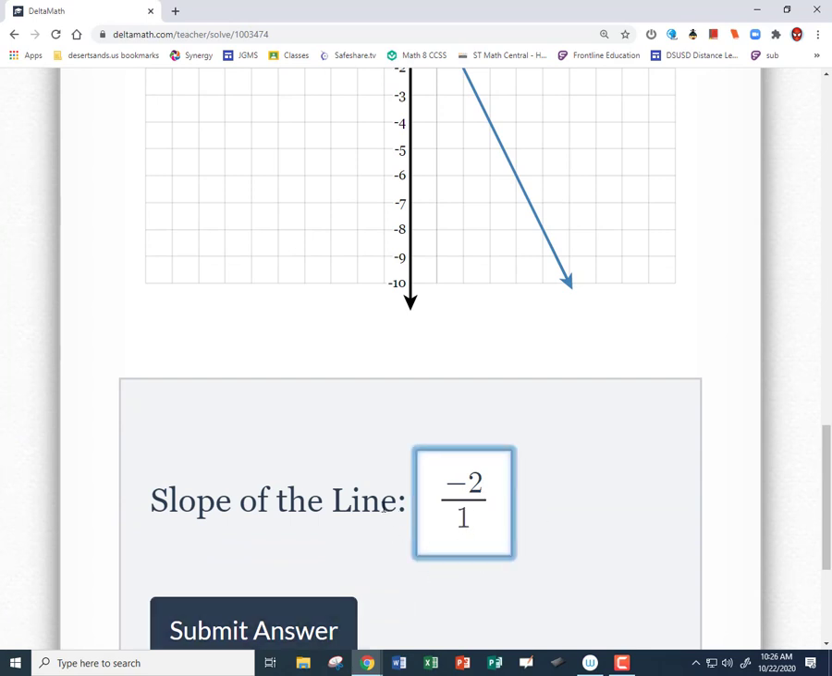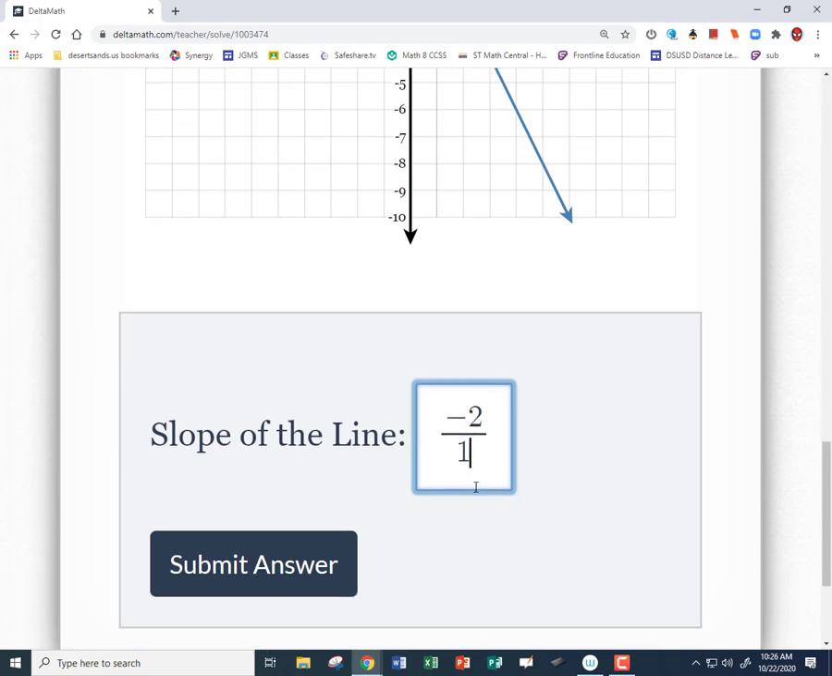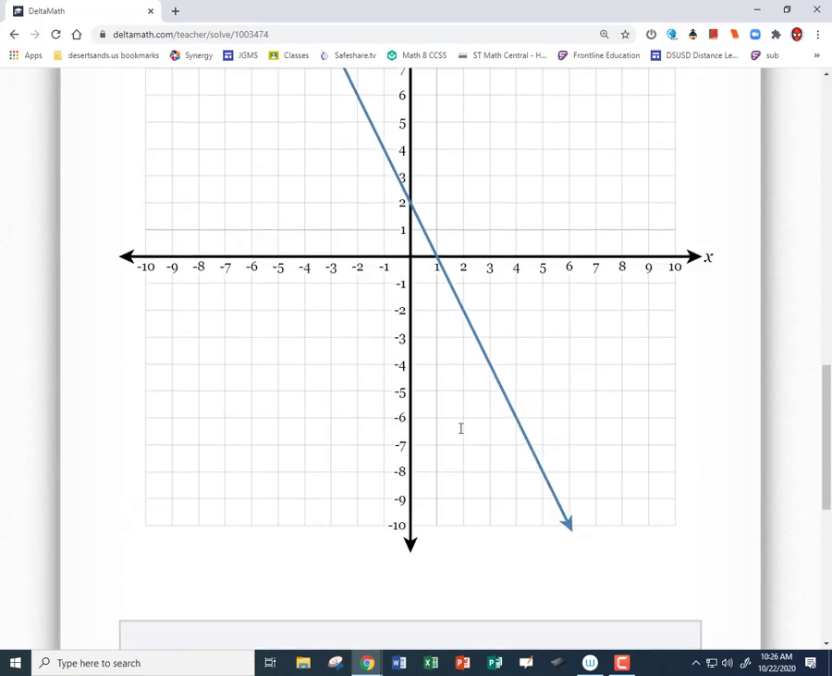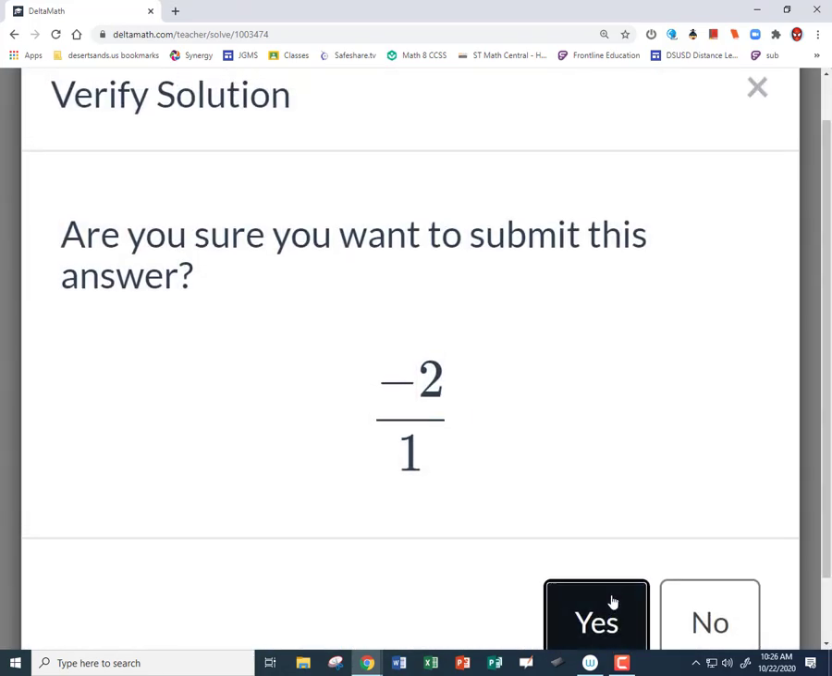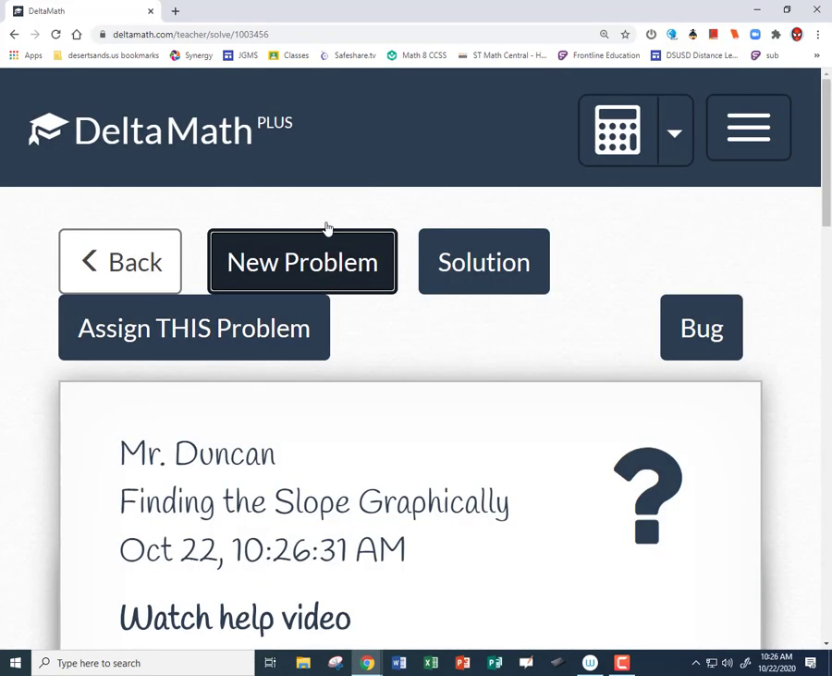I'm simply going to write m equals -2 over 1 on my worksheet, and that's all the work you have to show. Most of this is just going to be done right on the graph. Submit answer. Got a check mark, we're good. New problem.